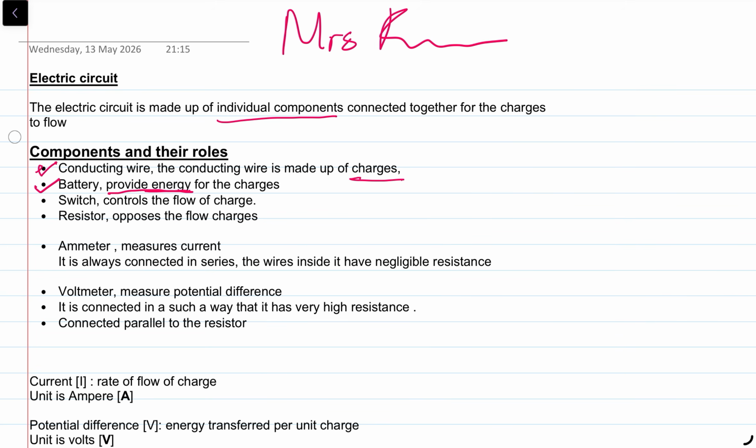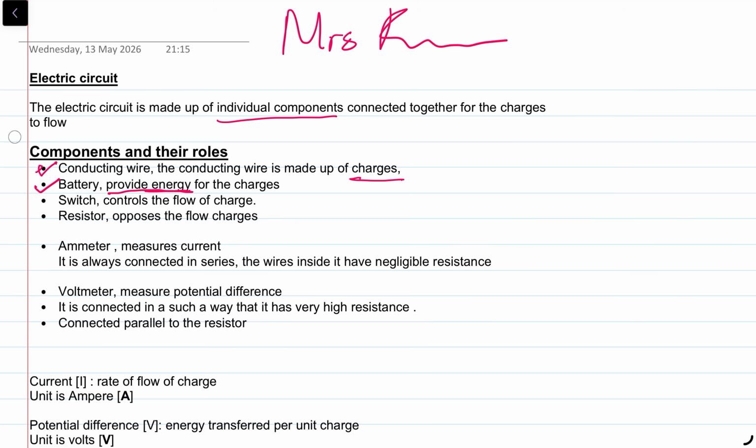For you to have charges moving, there should be a battery or a source of energy which is connected to your conductor. In our case, it's going to be a battery. So what does the battery do? It provides energy for the charges to flow, meaning that if there is no supply of energy, the charges don't move. The moment you plug in a battery, they will start moving.